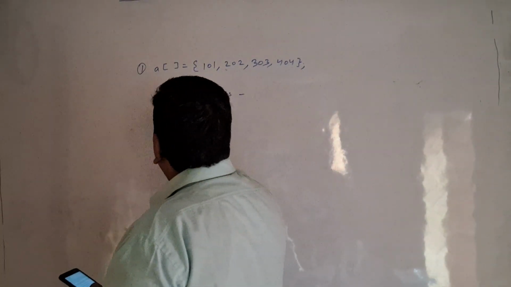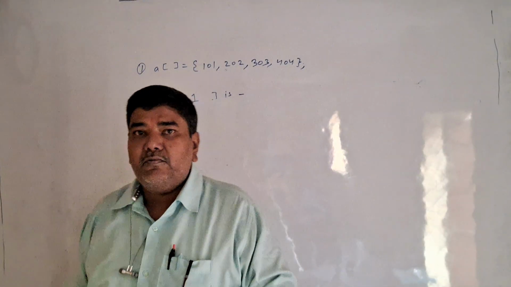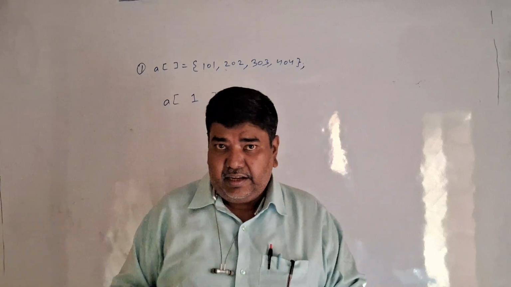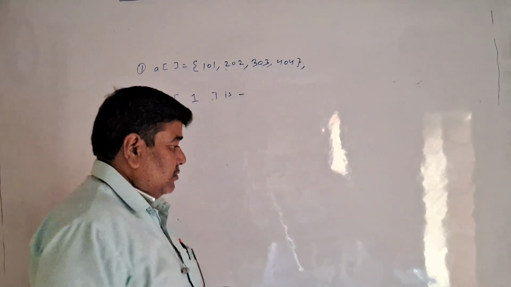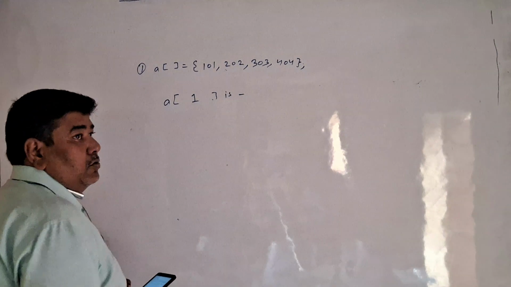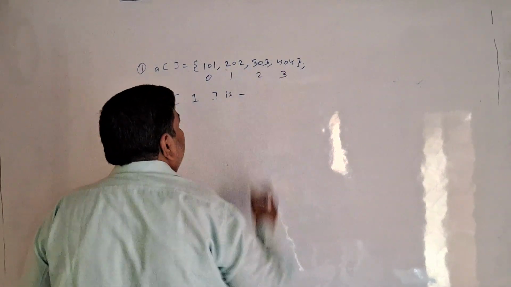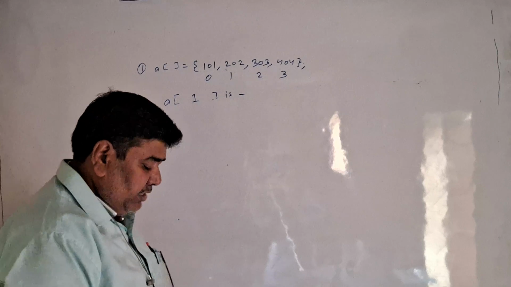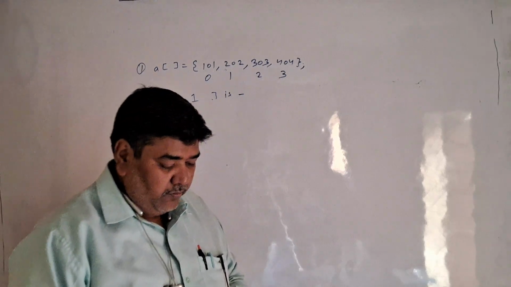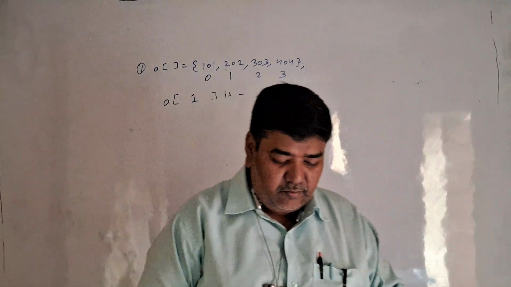So it means that we will access location number 1. So what is at 1? 202. See, this is 0, 1, 2, 3. So that is the answer you have to select at 1. 202 is the correct option.